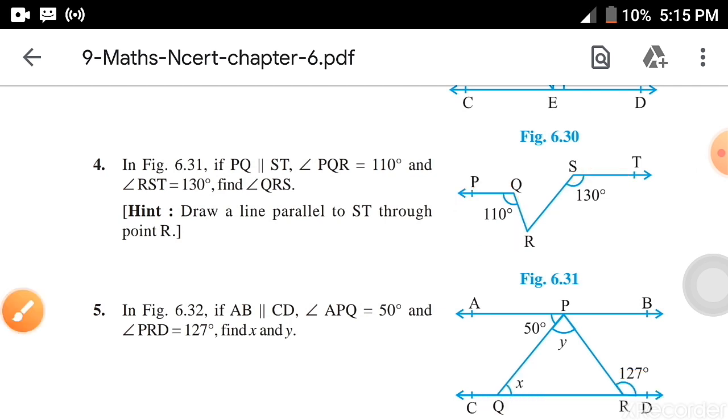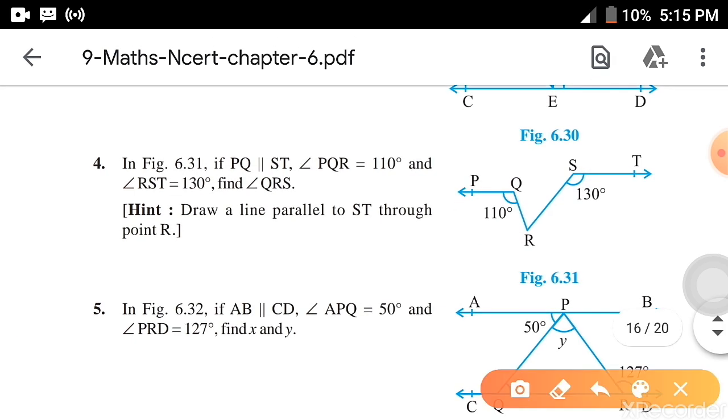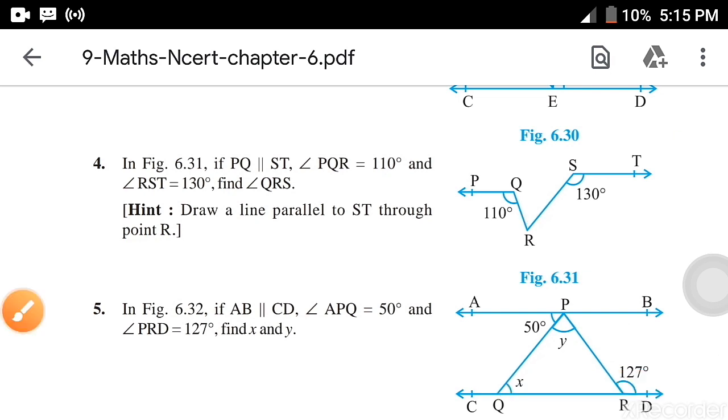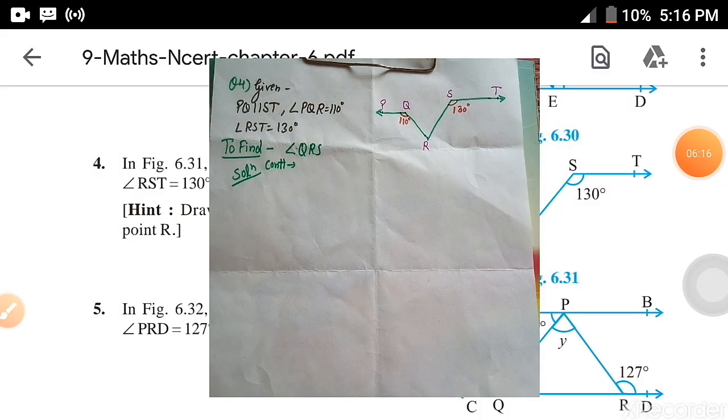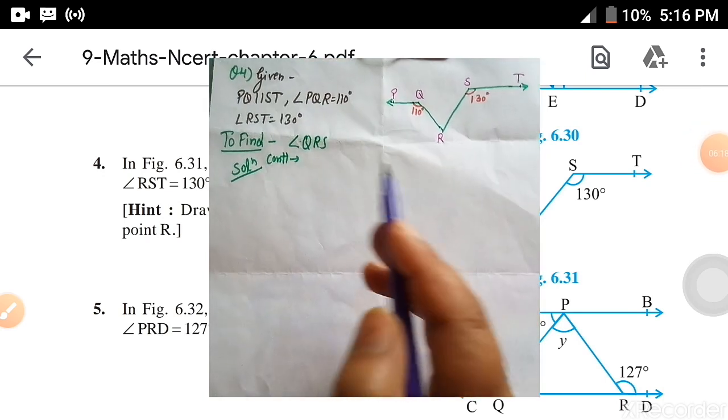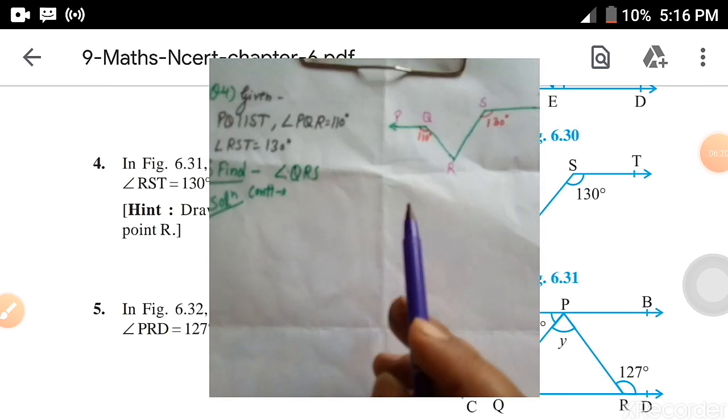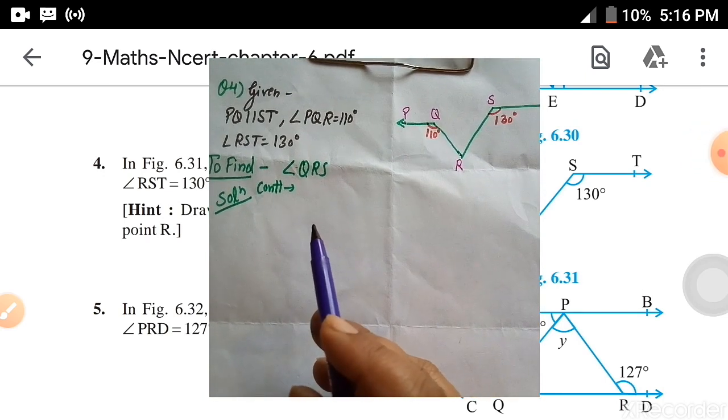We have to find the value of QRS. This is the angle we have to find. See how we will solve it. You can see that I have made the figure for that also. This is the figure, but there is some construction you have to do. What construction do you have to do?